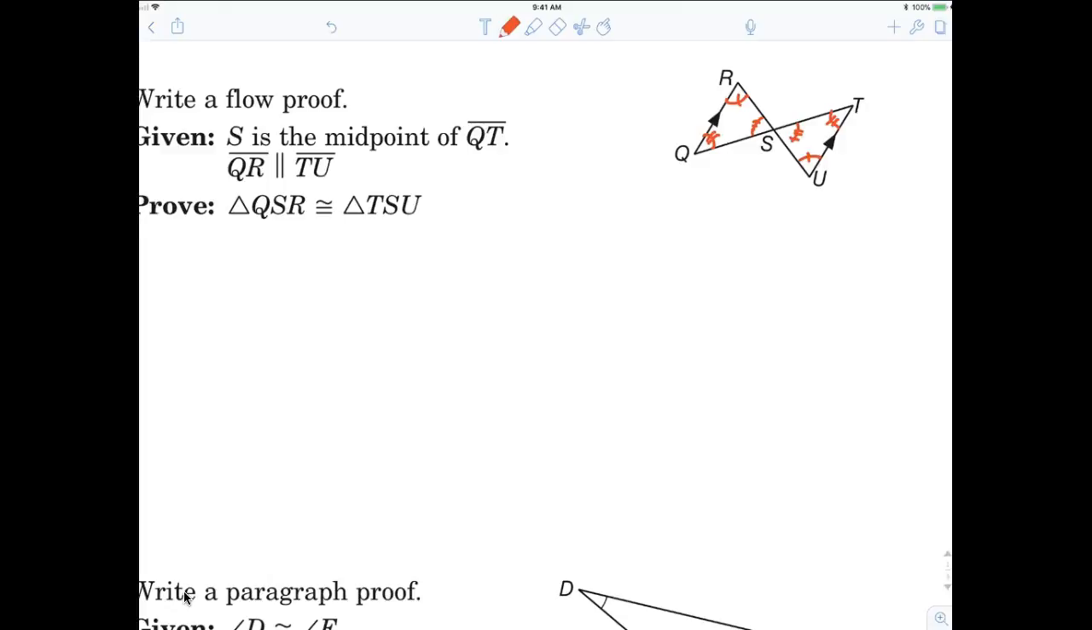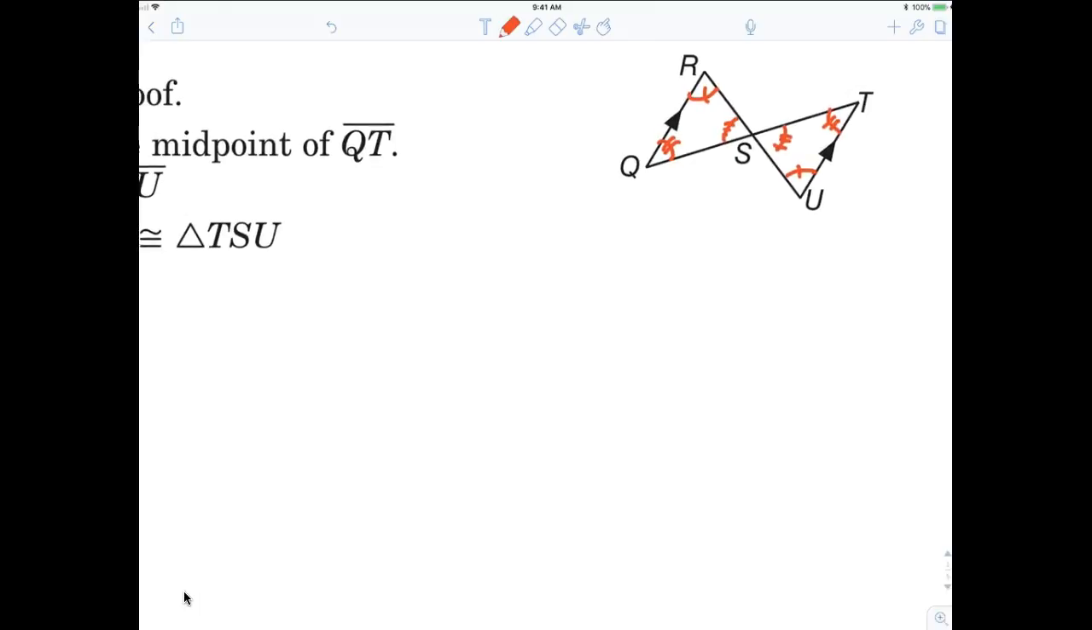S is the midpoint of what? QT. Only QT, right? So what's true? QS is congruent to ST. Now, from that picture right there, you can say what? Angle, angle, side. Or you could say what? Angle, side, angle. Right, so it's frustrating when you ask me, can I solve it this way?